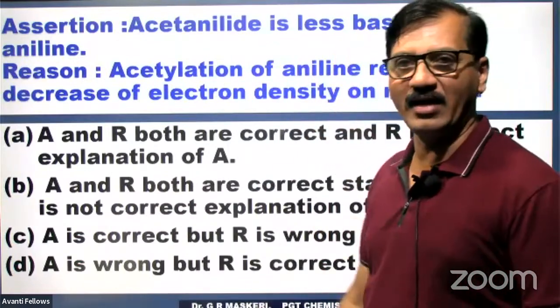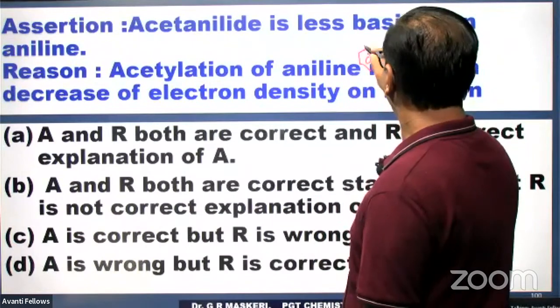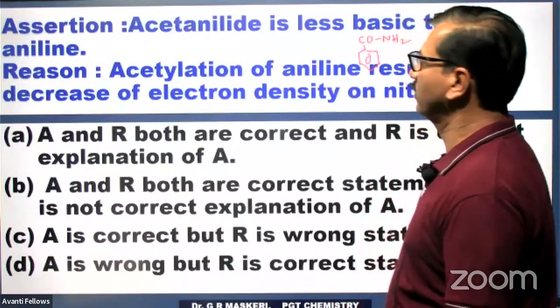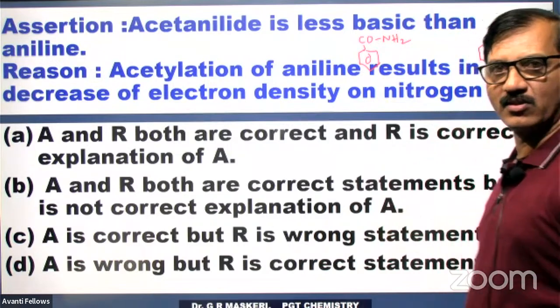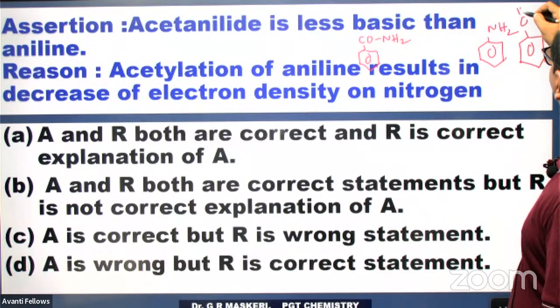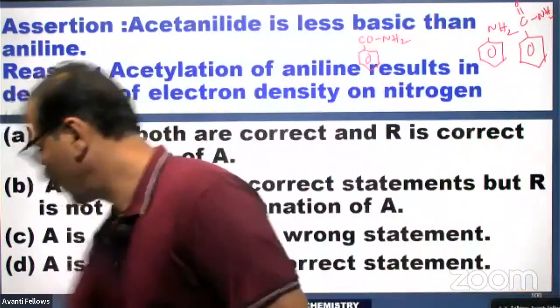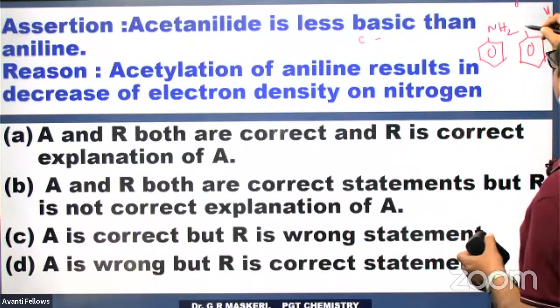acetanilide is less basic than aniline. What is the structure of acetanilide? You know that NH2 is directly attached to the benzene ring. This is aniline, and this is acetanilide. Acetanilide is less basic. Sorry, this is not acetamide. I will write acetanilide as NHCOCH3, right? This is NHCOCH3.